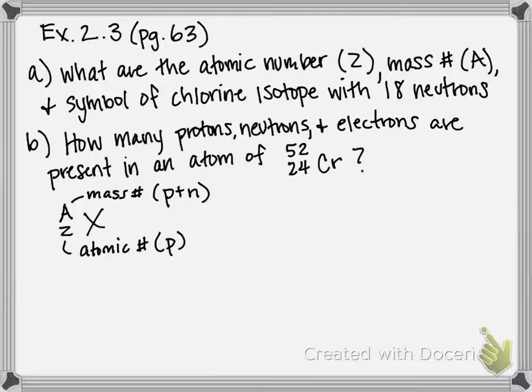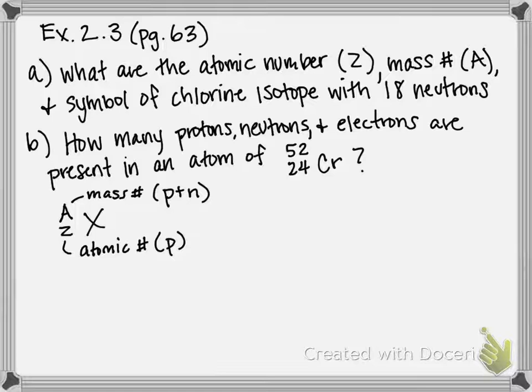This is example 2.3 on page 63 of your textbook. Here we're going to be looking at atomic numbers, mass numbers, and isotope symbols. So let's start by reviewing really quickly what an isotope symbol looks like, what symbol stands for atomic number, and what symbol stands for mass number.